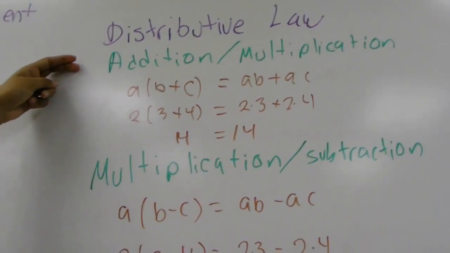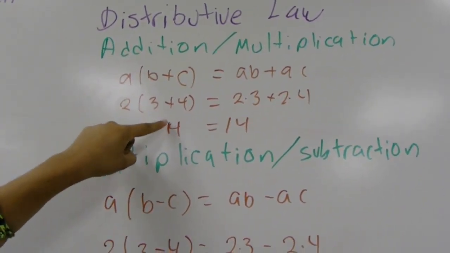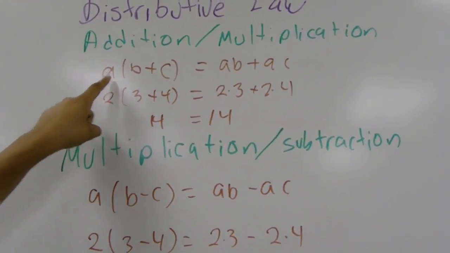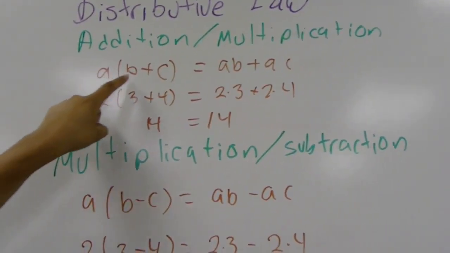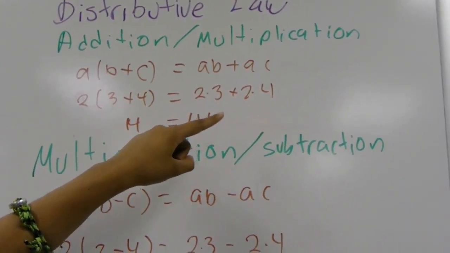And now for the distributive law, we always should have two operations. The first case is addition and multiplication. So we have multiplication on the outside and addition on the inside. And then we have that A, open parenthesis, B plus C, should be equal to A times B plus A times C.